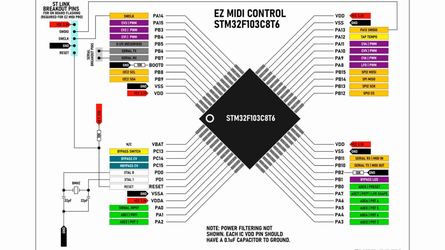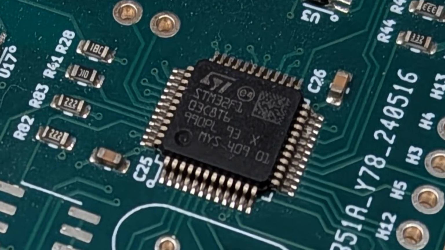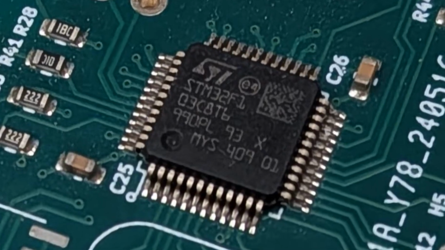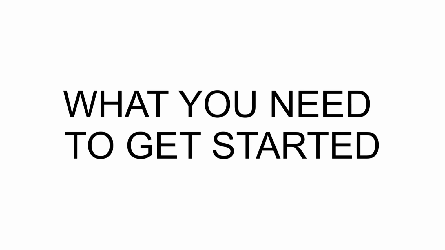And to get started, a fully featured free version of EZ MIDI 2 can run on an affordable STM32 Blue Pill development board. To integrate into your effects, you can use an STM32 microcontroller on your own circuit board. In this video series, we're going to take you from a blank Blue Pill board all the way to a fully programmable MIDI controllable filter effect. For the first video in this series, we're going to cover two things: a quick look at why you'd want to use EZ MIDI 2, and then a rundown of everything you'll need to get started.